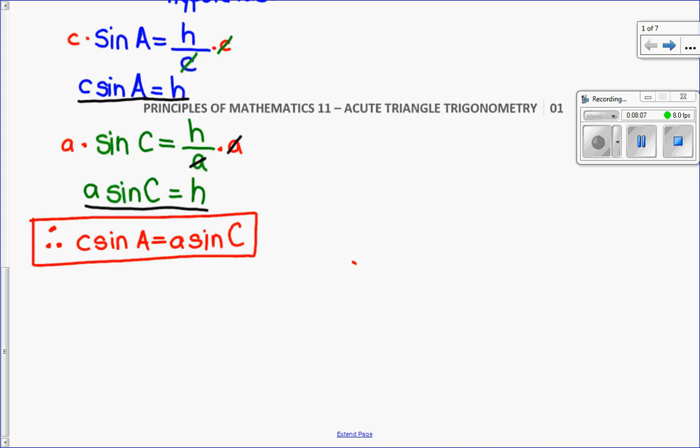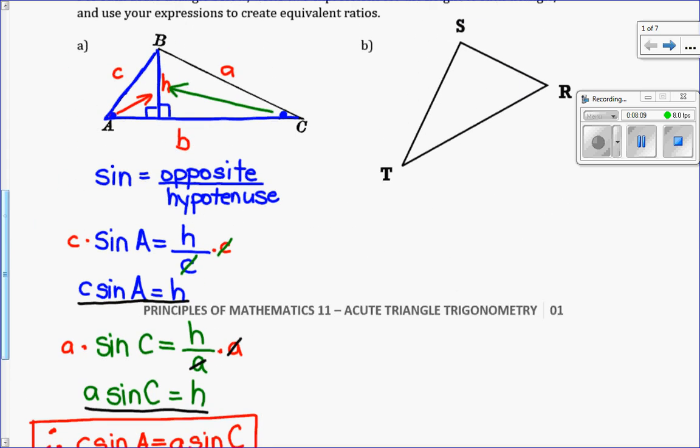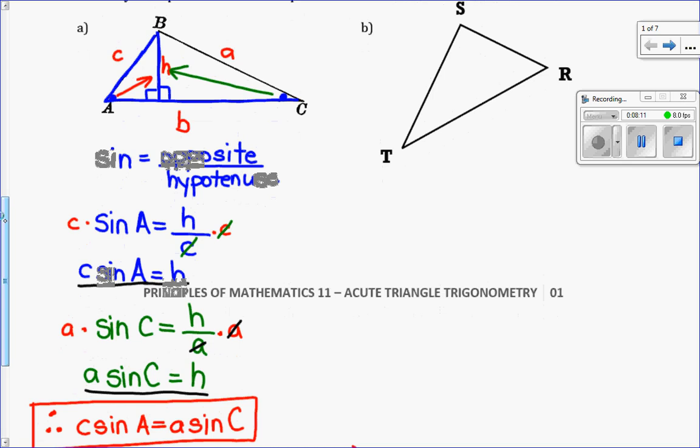Hopefully you are. Let's have a look at this next triangle and do the same thing with it. This time we have triangle RST. I'm going to do the same thing again. I'm going to draw a right angle here. I'm going to mark my square corners. I've got one there and one there, obviously.